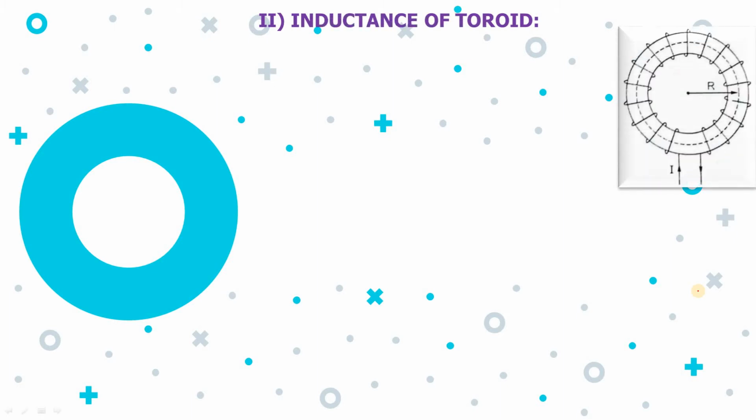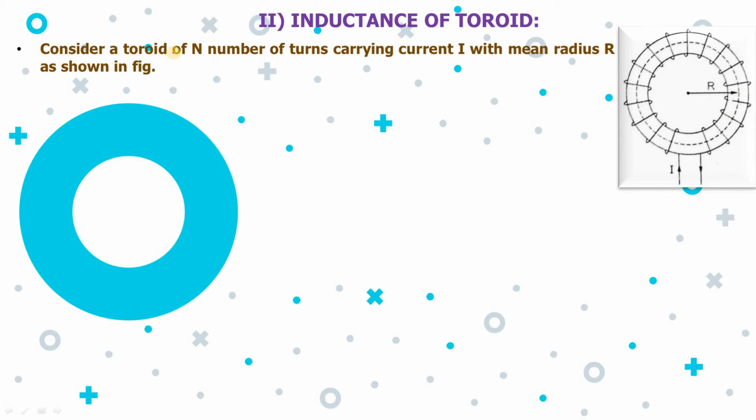Now the second application we are going to see is the inductance of a toroid. Consider a toroidal coil like this. Consider a toroid of N number of turns carrying a current I with the mean radius R as shown in the figure.